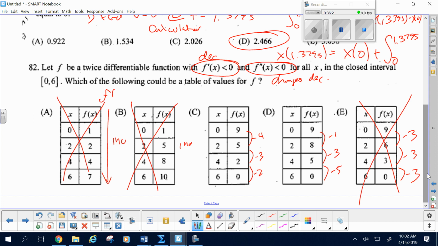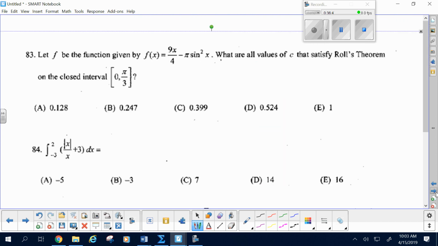Which of those between C and D are the changes decreasing? Is this decreasing? No. Negative 3 is not less than negative 4. It's more than negative 4. Is negative 3 less than negative 1? Yes. Is negative 5 less than negative 3? Yes. These changes are decreasing. Okay? All right.